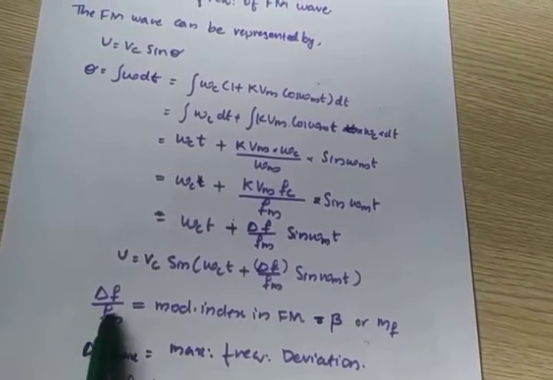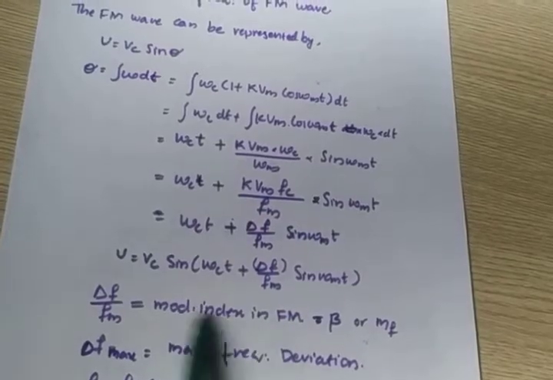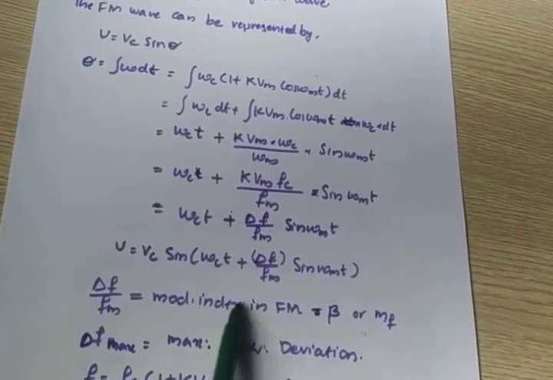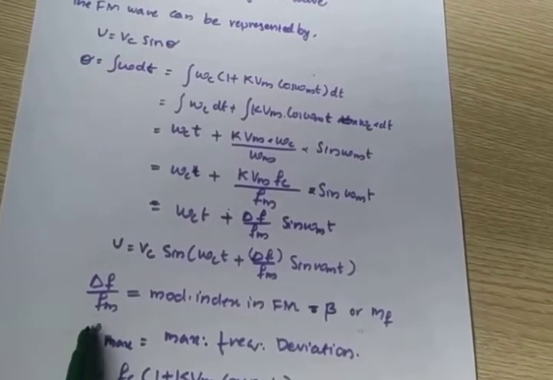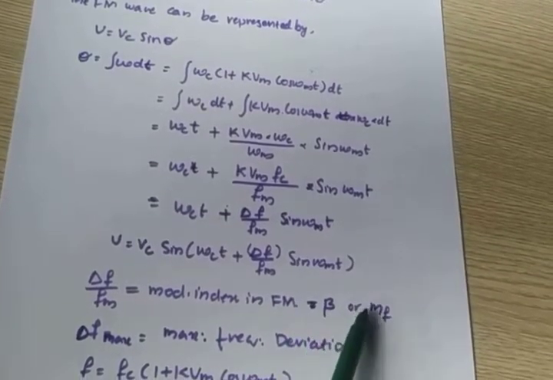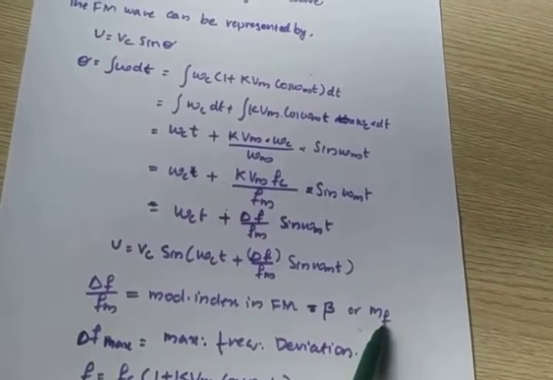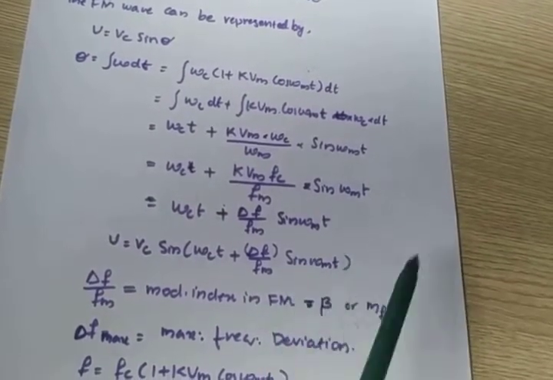So delta f by fm is called the modulation index of fm. In fm, modulation index is delta f by fm. It is represented by beta or mf. In some textbooks it is represented by beta, in some textbooks by mf. Both are right, so you can choose either of these.